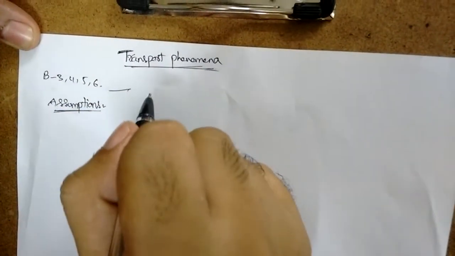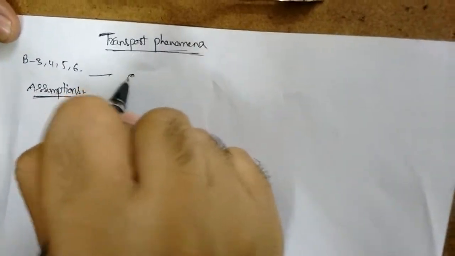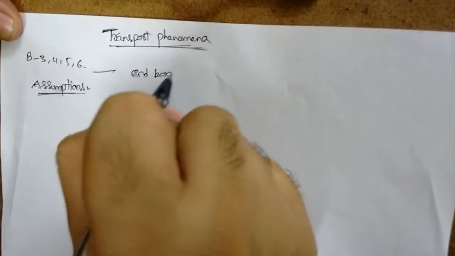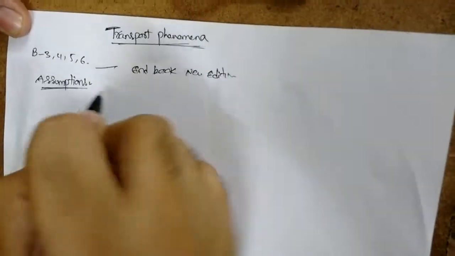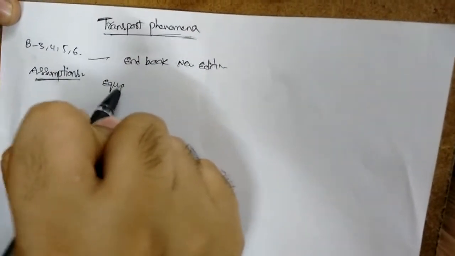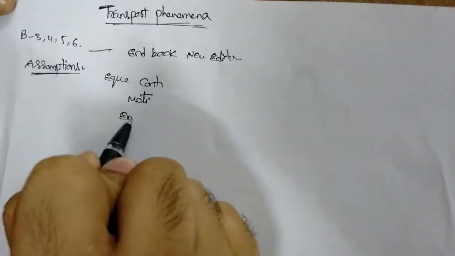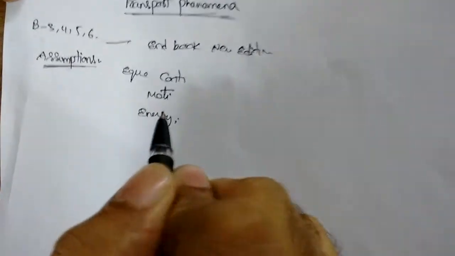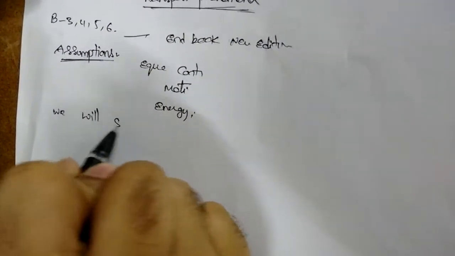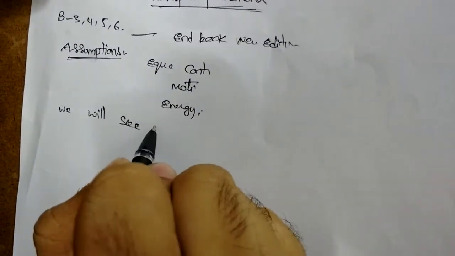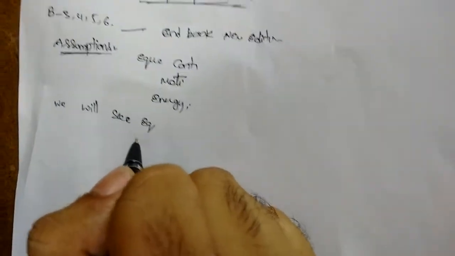If you go to the index pages B3, B4, B5, B6, which are at the end of the book of Bird, new edition, you can find the equation of continuity, the equation of motion and the equation of energy balances. So we will see one problem regarding this, and how we can apply the equation of continuity and equation of motion to it.